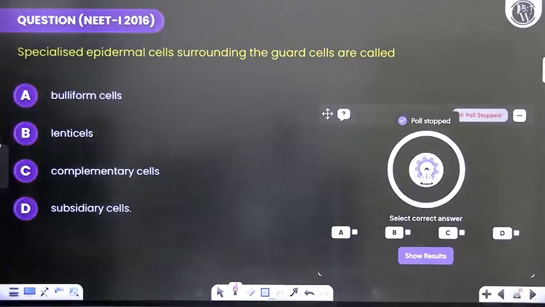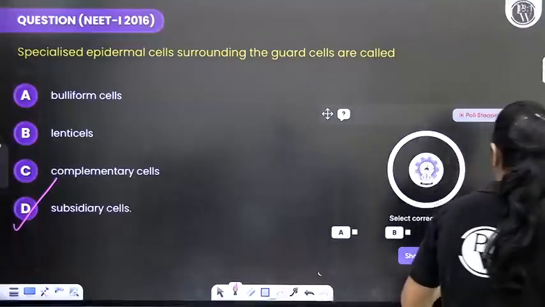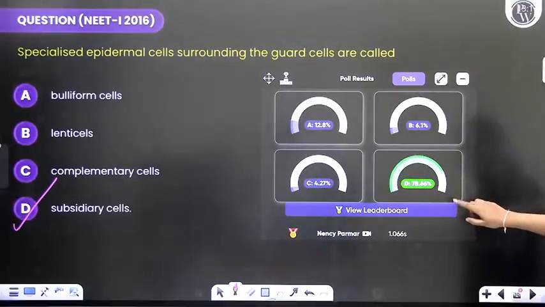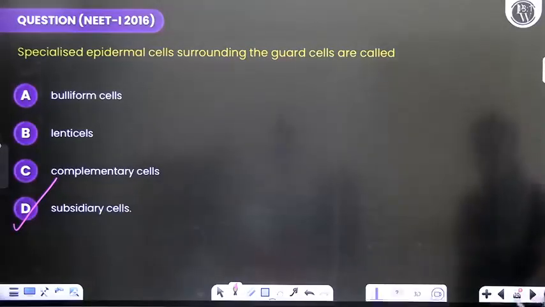What is the correct answer? Subsidiary cells, option D. 79% of y'all. Nancy, Vaishnavi, Sharmila, top 3.